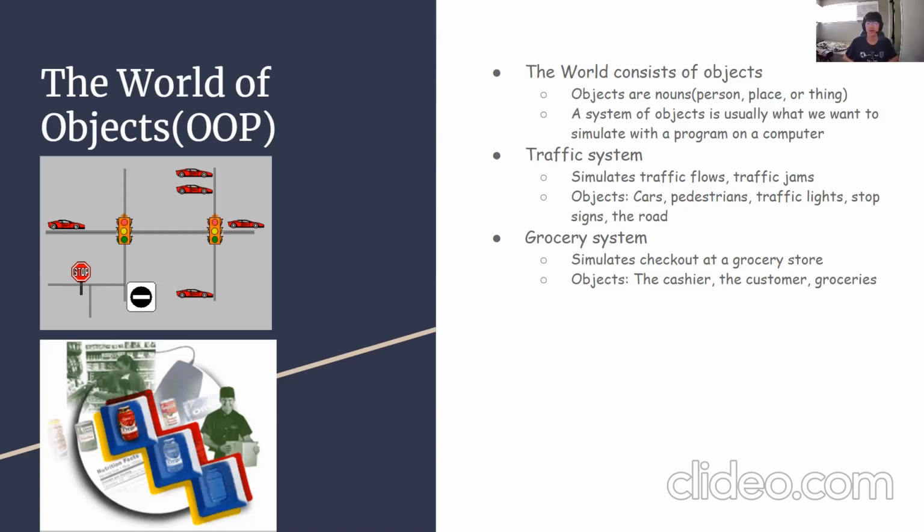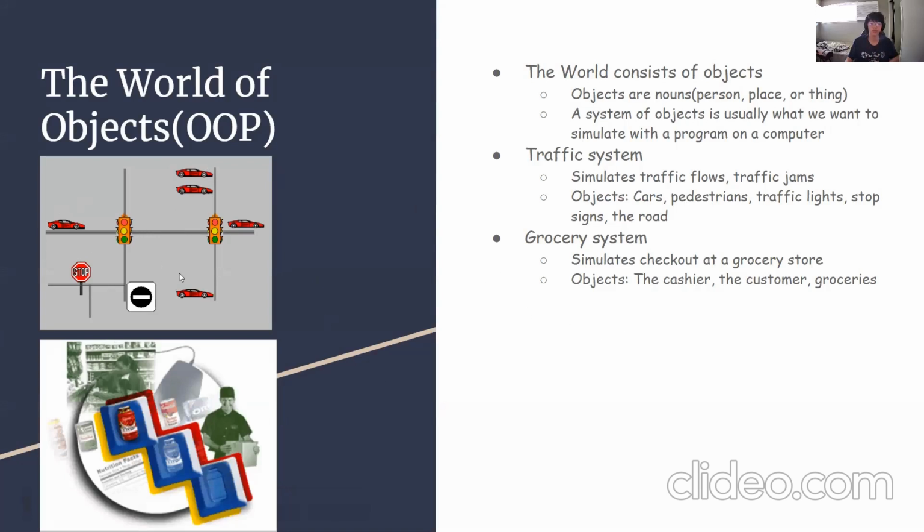Now, a system of objects is usually what we want to simulate with a program on a computer. What that means is that we want to simulate this world. So a system of objects here is referring to the world. If you look on the left, it is a traffic system. It simulates traffic flows, traffic jams, and the objects inside of it are cars, pedestrians, traffic lights, stop signs, and of course the road. All of these are objects because they are nouns, places and things.